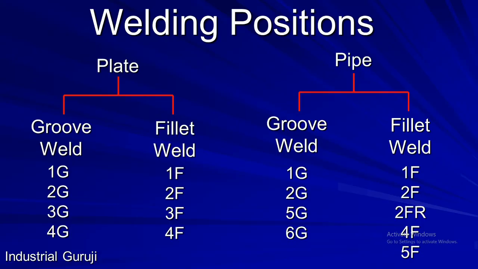Now there are different positions available for plate and pipe, groove and fillet welding. For plate groove weld, positions are 1G, 2G, 3G and 4G, and for fillet weld positions are 1F, 2F, 3F and 4F. There is slight difference in pipe welding positions than plate welding positions. For pipe, groove weld positions are 1G, 2G, 5G and 6G, and for fillet weld it is 1F, 2F, 2FR, 4F and 5F. Now here G letter stands for groove weld and F stands for fillet weld. Remember this difference. Now we are going to see it in detail.